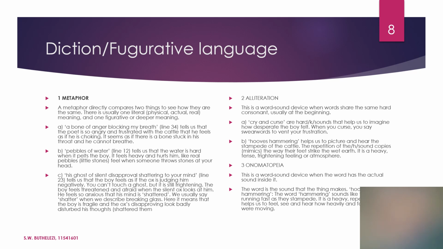Another word that shows alliteration is "hooves hammering." These words help us to picture and hear the stampede of the cattle. The repetition of the H sound copies or mimics the way their feet strike wet earth. It is a heavy, tense, frightening feeling or atmosphere. We also have onomatopoeia. This is a word sound device when a word has an actual sound inside it.